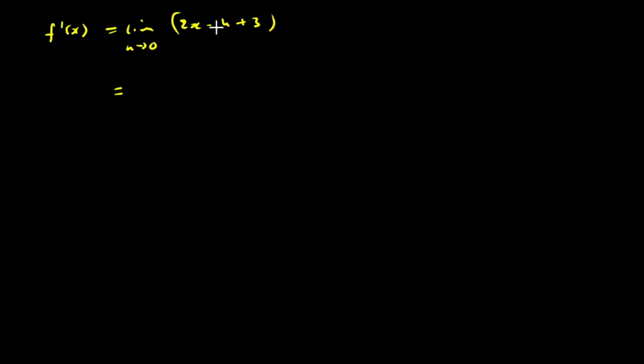We are going to plug in the value of h. We are going to plug in 0 where there is h. So we have 2x plus 0 minus 3, and we have 2x minus 3.